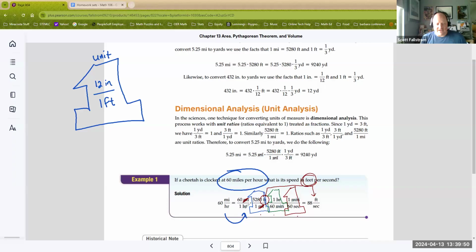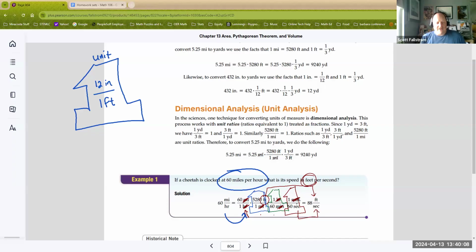Next up, we have hours. Hours are on the bottom. You can see that here. So put hours on the top. That way they eliminate. Now we have feet per minute. We can convert from minutes to seconds by putting minutes on the top, seconds on the bottom. And now we have feet per second. And that is what we wanted.